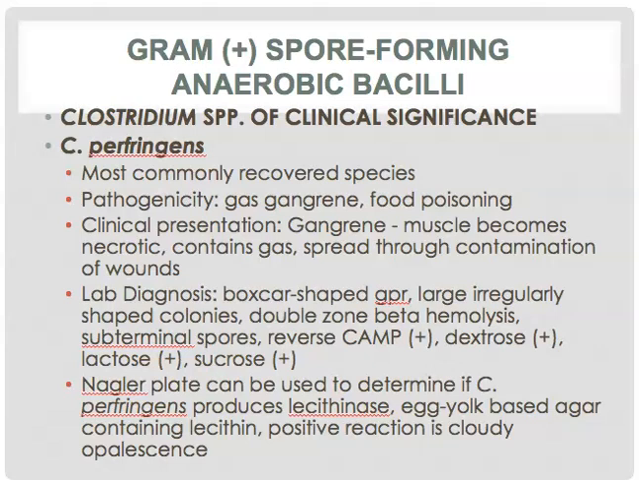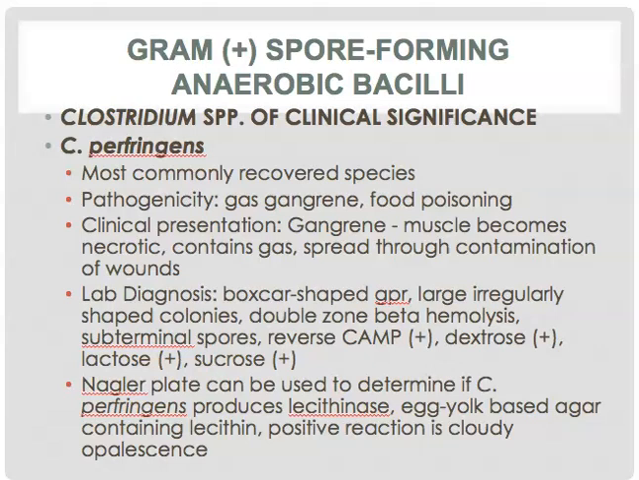It can also cause a form of food poisoning, one form that is mild and one form that is more severe, but that you don't see as often. Clinical presentation of gangrene, the muscle will become necrotic, which just allows for deeper penetration by the organism. It contains gas. It's spread through contamination of wounds.